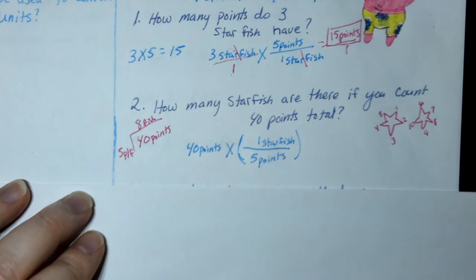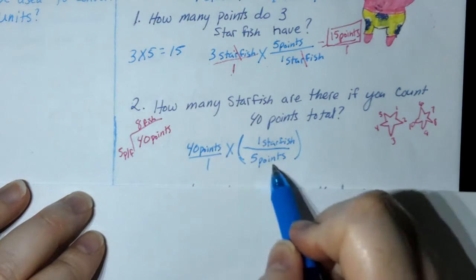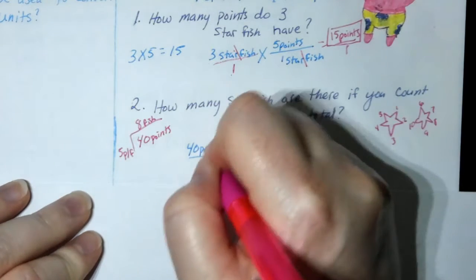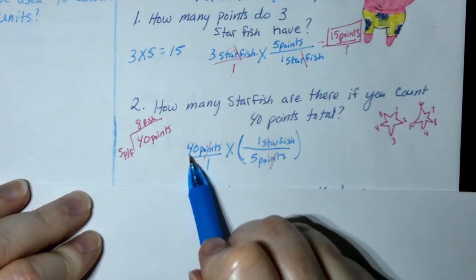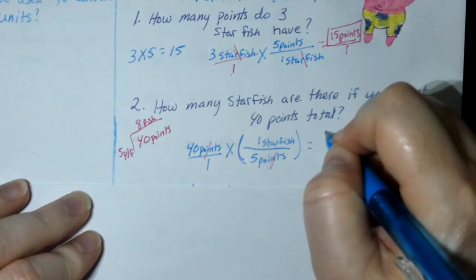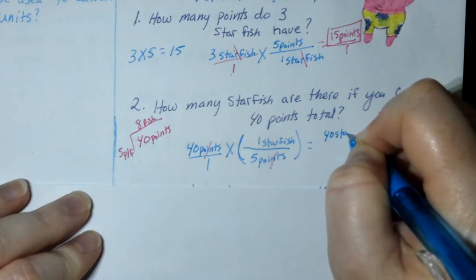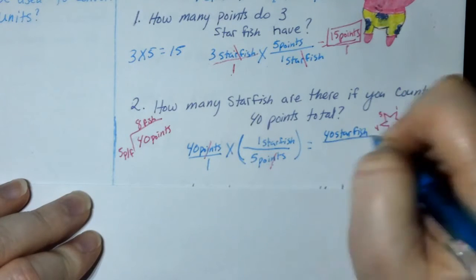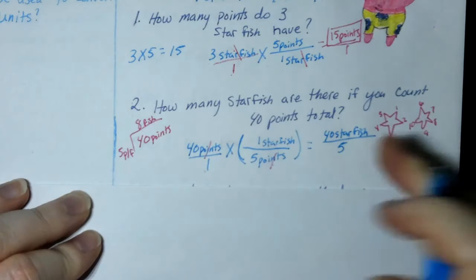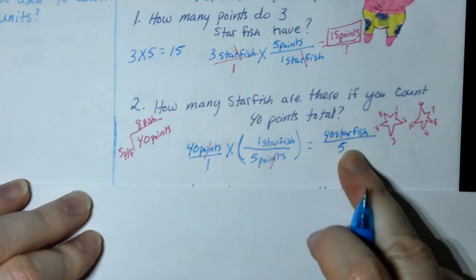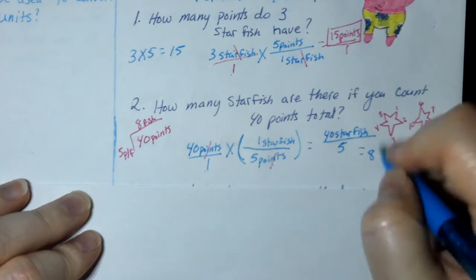With me so far? And I'm going to put that over 1, so I'm multiplying a fraction times a fraction. Points and points, those are diagonal, so I can cross-reduce those. So 40 times 1 starfish equals 40 starfish over or per 1 times 5. So now I just have my division. 40 divided by 5 equals 8 starfish.